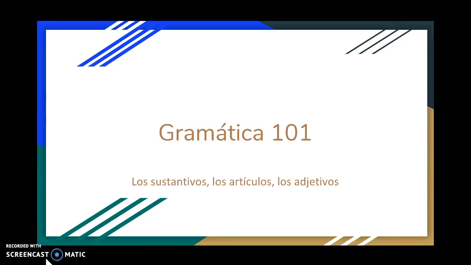Hola! Today in class, you're going to be taking notes on what I'm going to call Gramática 101, Spanish Grammar 101, los sustantivos, los artículos, y los adjetivos. Your job today is to fill in all the needed information and complete all activities in order to receive credit for today's classwork.